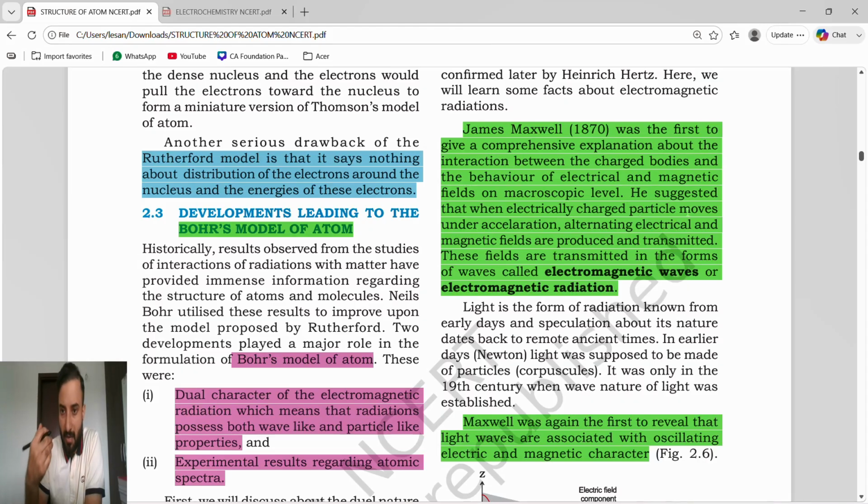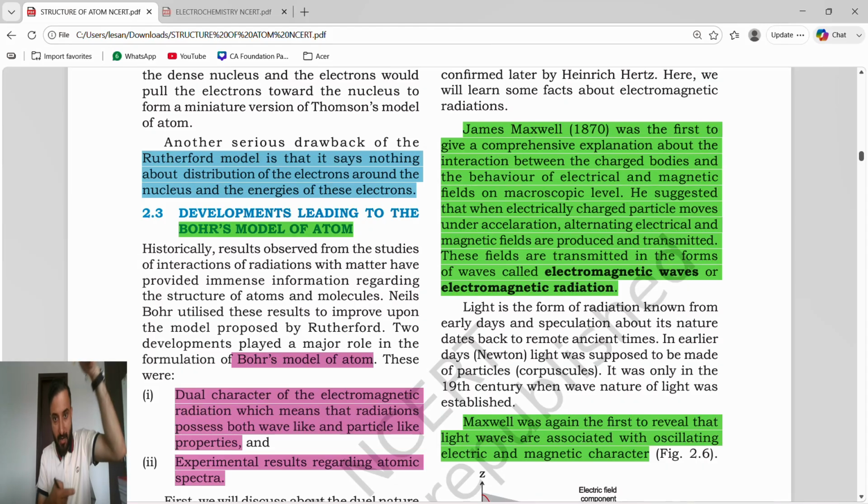particle means, guys, electron or proton. So this electrically charged means we'll talk about electron. So he suggested when electrically charged particle moves under acceleration, so what will happen, guys? See, alternating electrical and magnetic field are produced and transmitted. Alternatively, electrical field and magnetic field will produce at one same time.